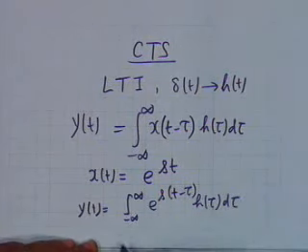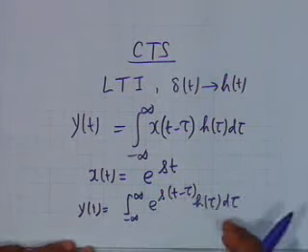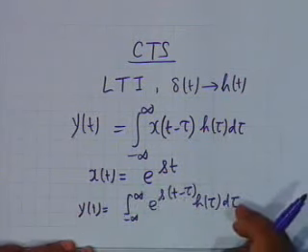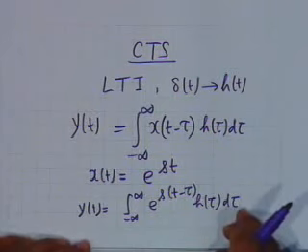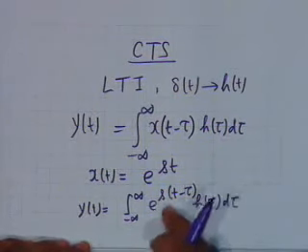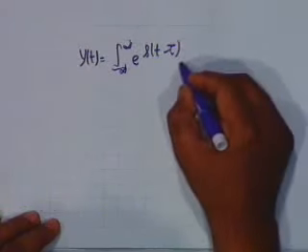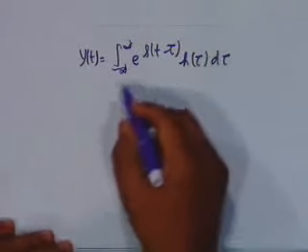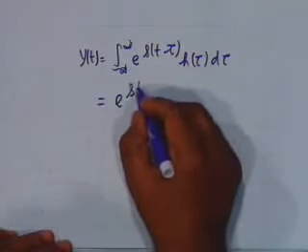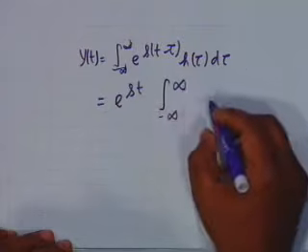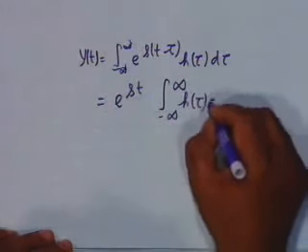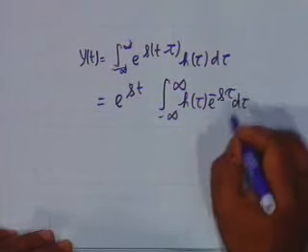of which small t is a constant as far as this integration is concerned, because the integrating variable is tau, not t. So the term containing t can be taken out. Let me write this again. y of t equals the integral from minus infinity to infinity of e to the power s t minus tau h tau d tau. If I take e to the st out, then I get e to the st times the integral from minus infinity to infinity of h tau e to the minus s tau d tau.